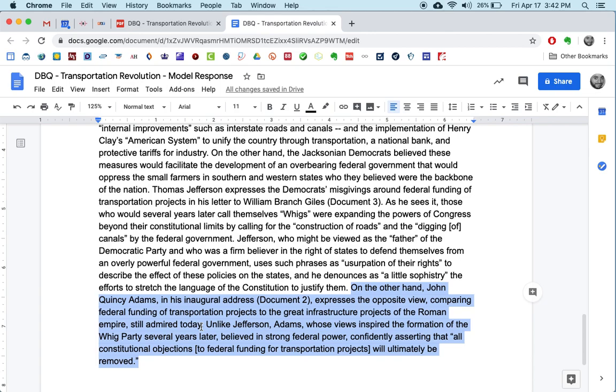that's his point of view. He believed in strong federal power. Therefore, he asserts that, quote, all constitutional objections to federal funding for transportation projects, that's me kind of adding to his language, will ultimately be removed. He's confident that the Constitution can handle this, can stretch that far because of who he is, because of his point of view. So, I've done the job of describing the document, explaining how it connects to my claim, and describing the one aspect of the document, the point of view of the document, and how it connects.